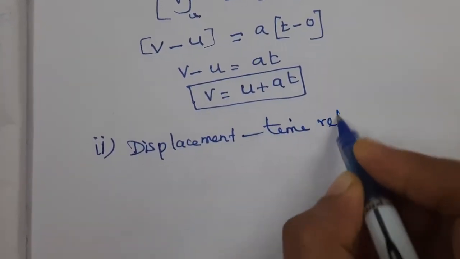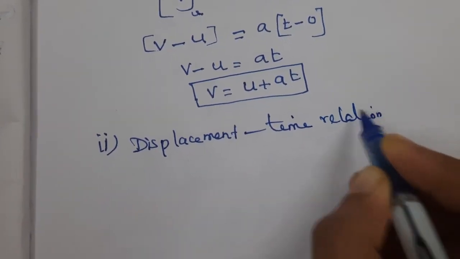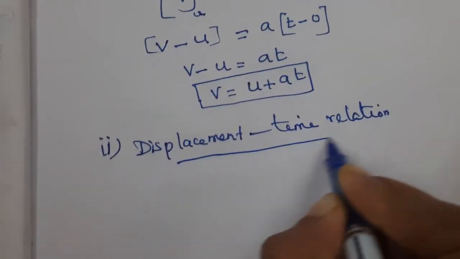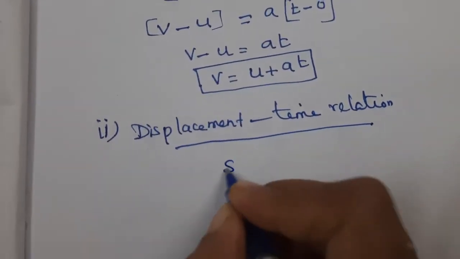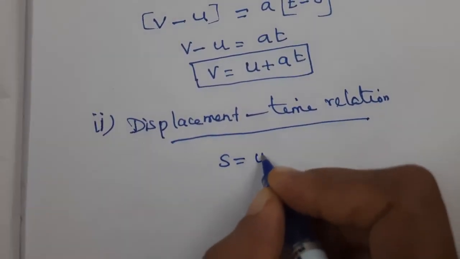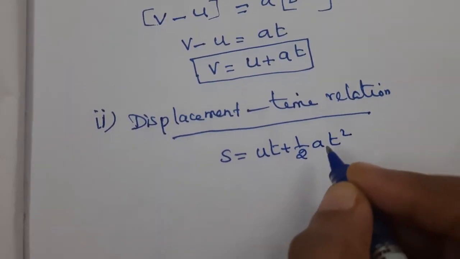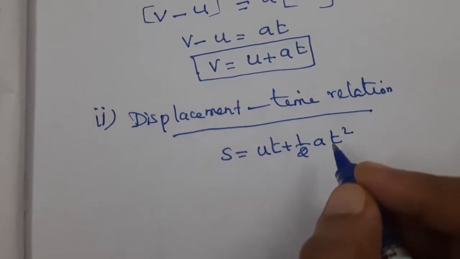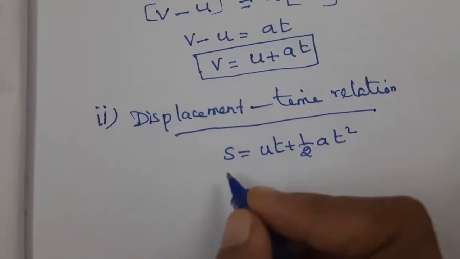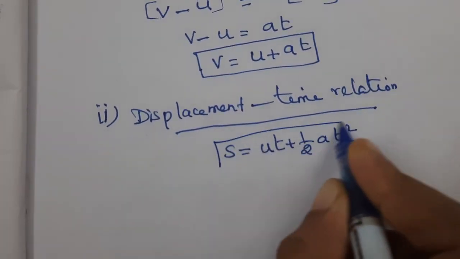Displacement time relation. That is, we are going to obtain the equation of motion s equal to ut plus half at square. Here s is the displacement.